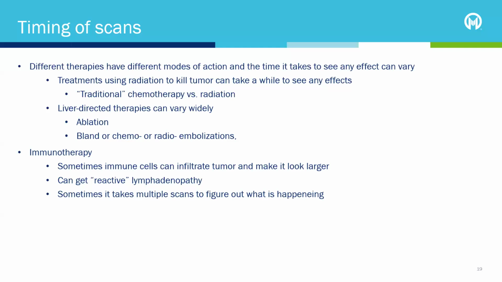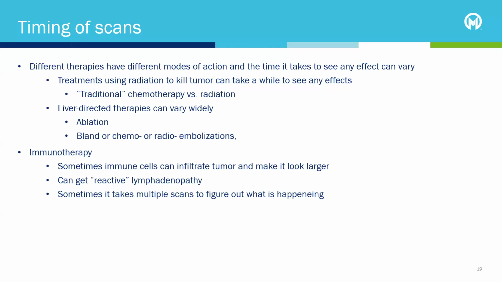But immunotherapy is even more complicated because sometimes immune cells just infiltrate the tumor and make it look a lot bigger. So this was a problem when immunotherapy was developed: we would do CT scans after therapy and think, oh, the cancer's worse everywhere, it's not working. When in reality, if you wait another couple months, the tumor goes away completely.